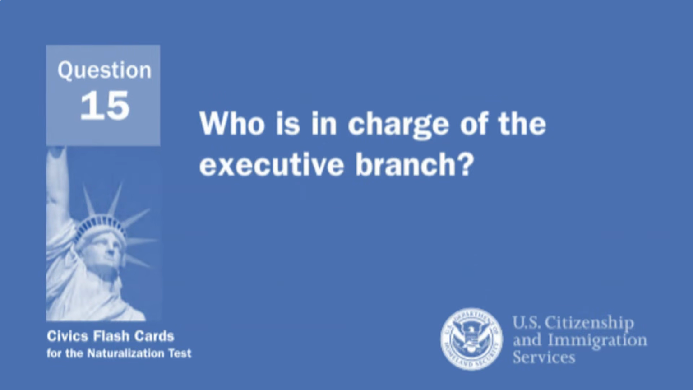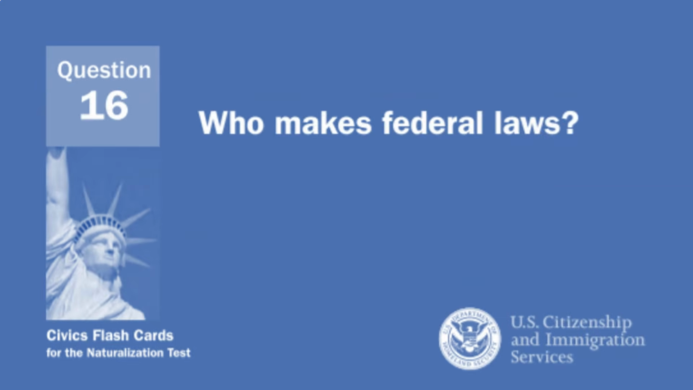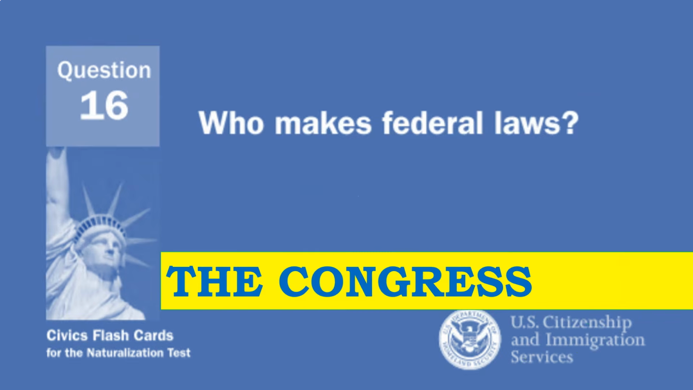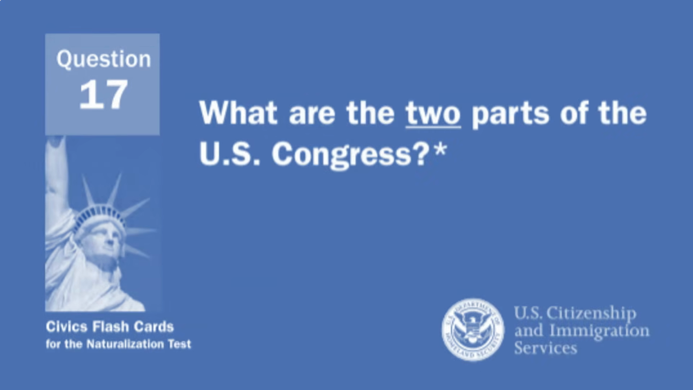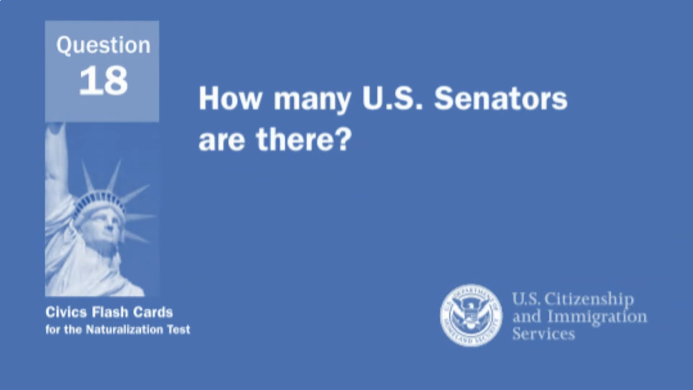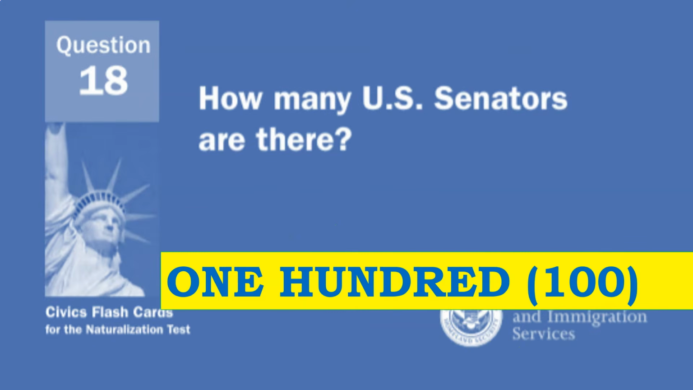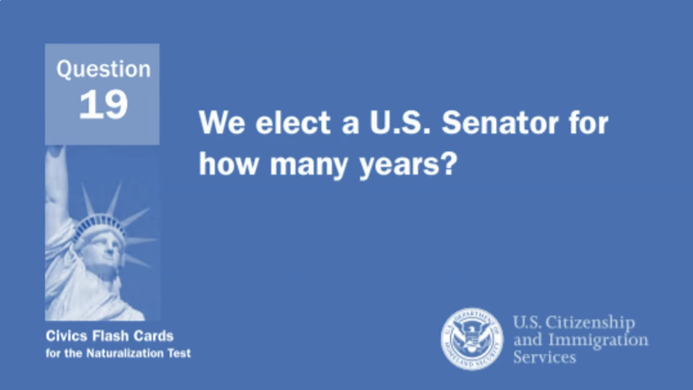Who is in charge of the executive branch? The President. Who makes federal laws? The Congress. What are the 2 parts of the U.S. Congress? The Senate and the House of Representatives. How many U.S. senators are there? 100.